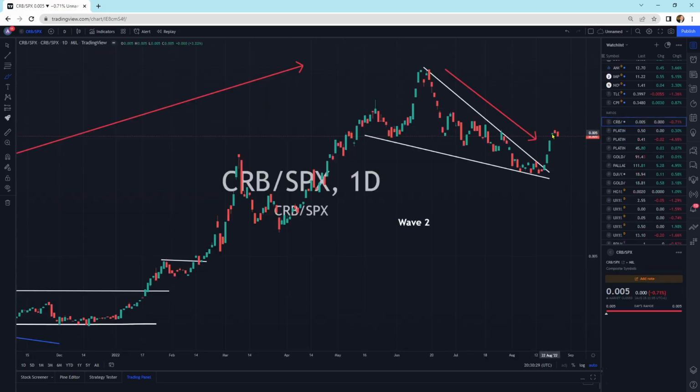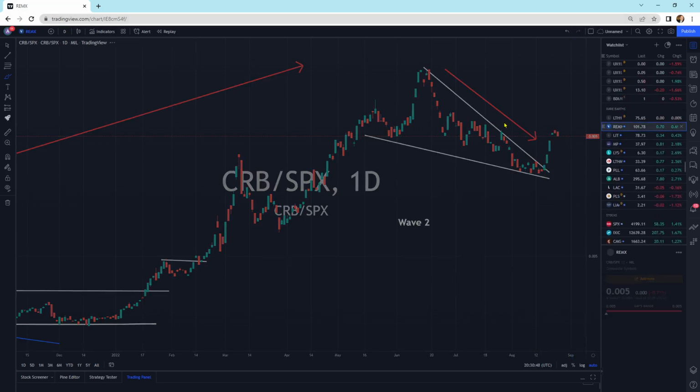CRB to S&P 500. The S&P had a pretty good day today. CRB was more sideways. So we had a little bit of a down move. Not huge selling pressure here, or not a big move in the ratio, I should say. I think that we're probably going to do something like this. Something on the lines of that.